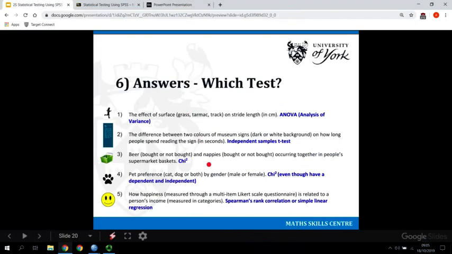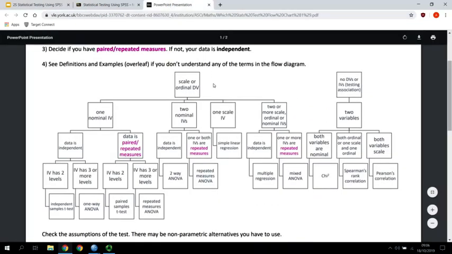For the third one, we've decided that we didn't have any independent or dependent variables. And we've decided this is nominal and this is nominal. So to get the correct answer, we'd go to this box here, because this says there's no dependent variables or independent variables, i.e. we're just testing for an association.